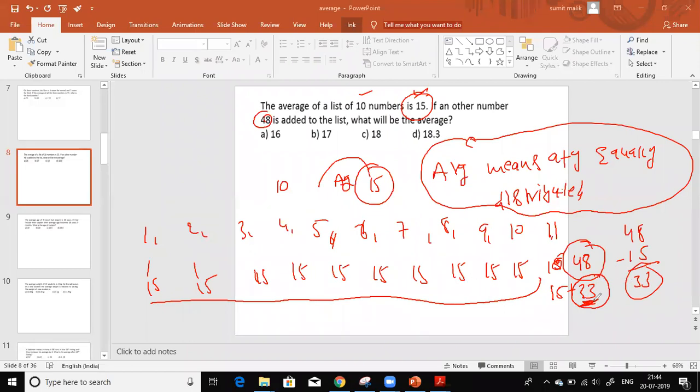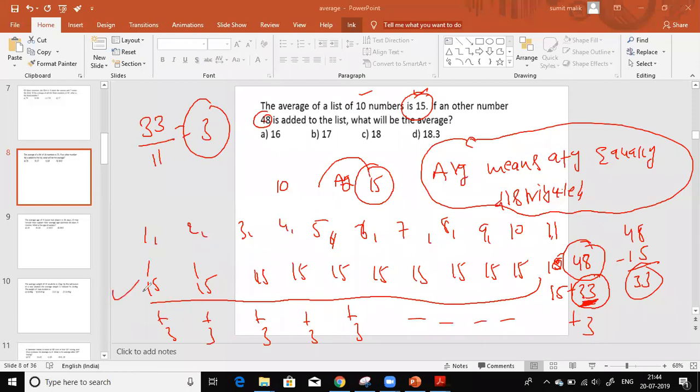So this 33 will be distributed among all the 11. If I distribute 33 among 11, how much does each one get? Plus 3, plus 3, plus 3, and so on, plus 3. So it means my old average was 15, my new average became 18.